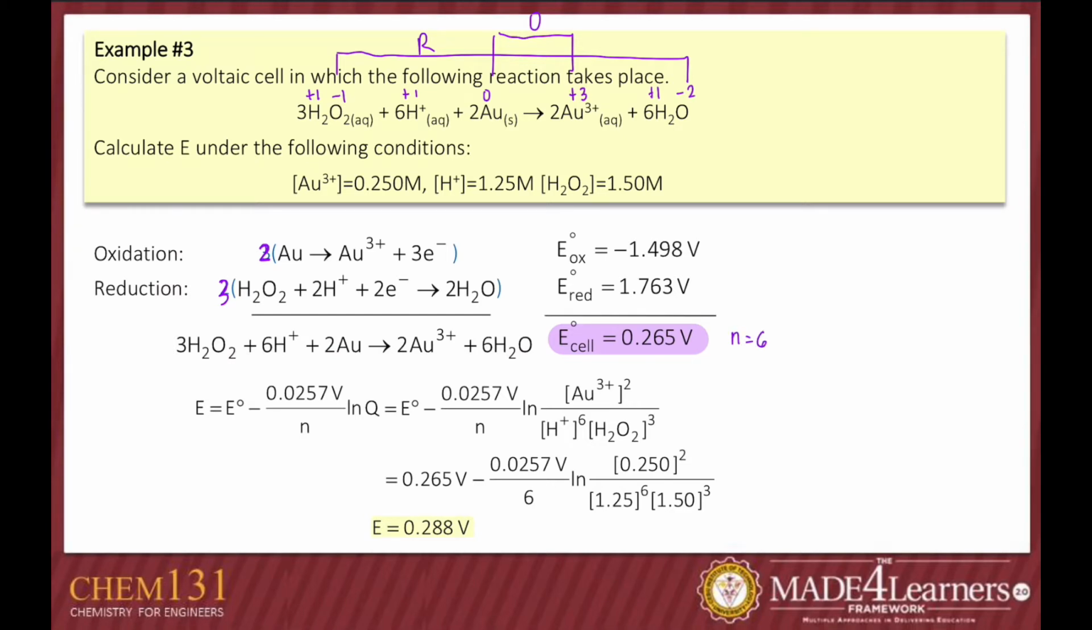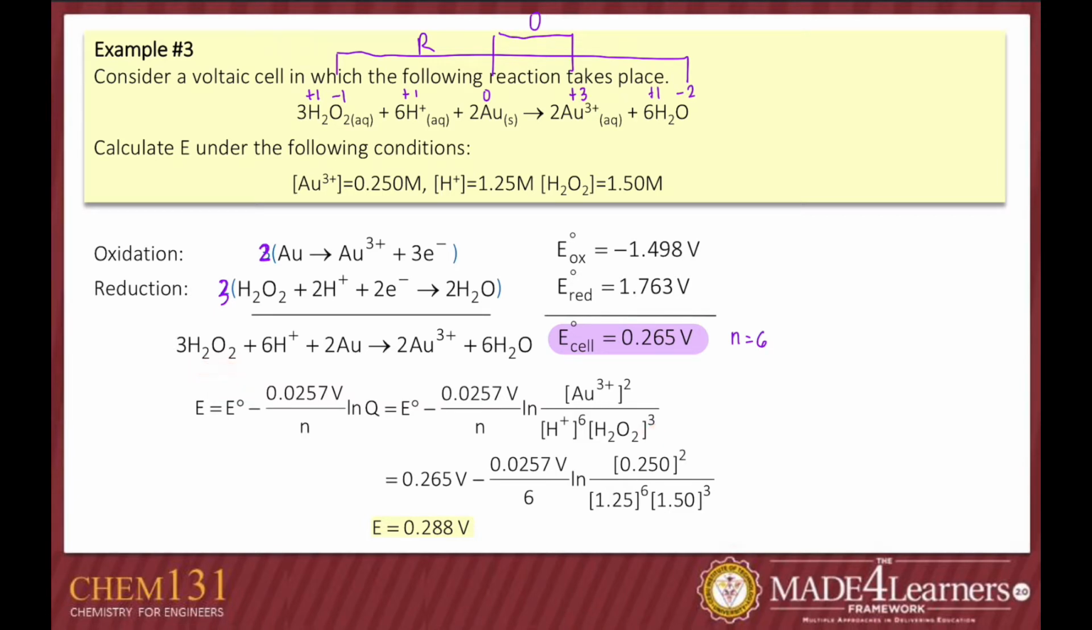So our Q would be product over reactant. So in the product, we include the concentration of the gold 3 ion, and then we raise it to the power of 2 because of the coefficient. We do not include the water, so we just write 1 imaginary for water because that's liquid. And then for gold in the reactant, we do not include that because that's a solid. And so we include the hydrogen ion concentration, that's raised to the power of 6, and for the hydrogen peroxide, that's raised to the power of 3.